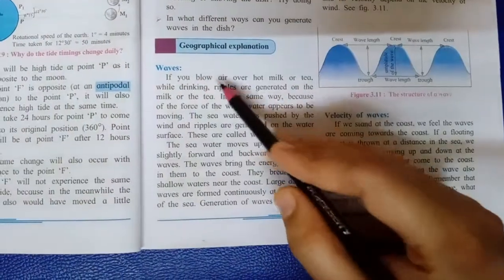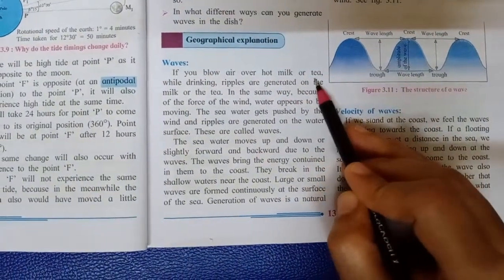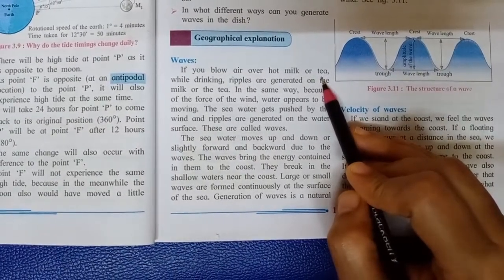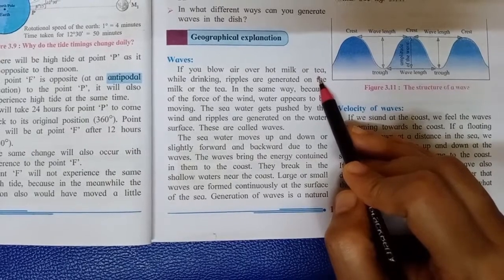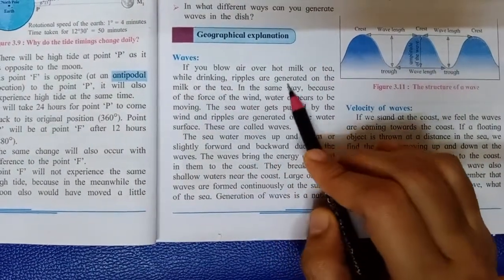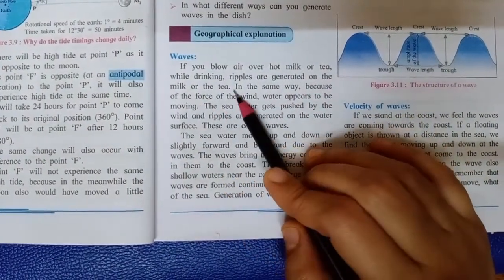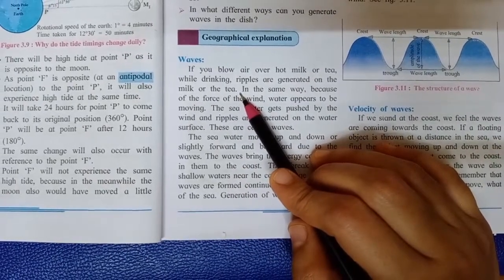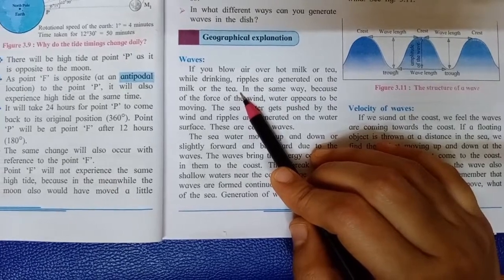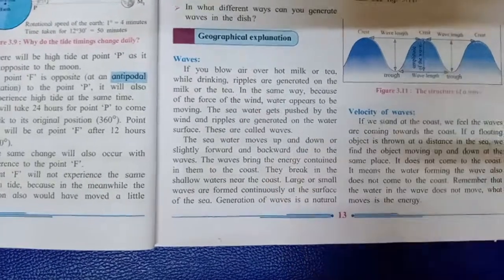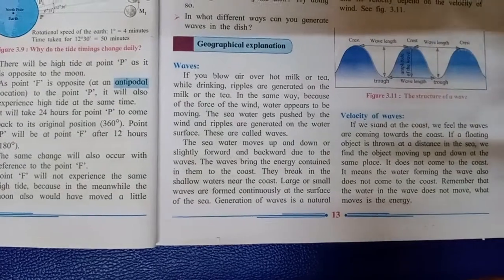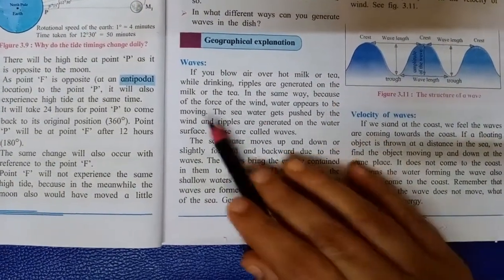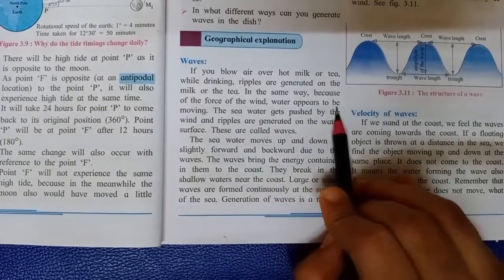If you blow air over hot milk or tea, now when you're drinking milk or tea and it is hot, what happens? You have to blow it, right? While drinking, ripples are generated on the milk or the tea. Like you just saw in the water when I was moving that dish, ripples had formed. In the same way, because of the force of the wind, water appears to be moving.